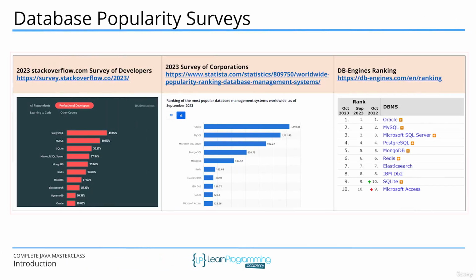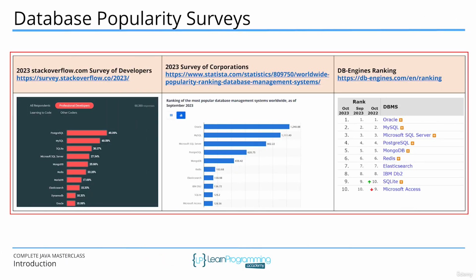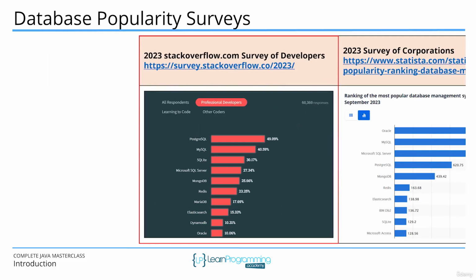On this slide, I'm showing you several surveys of the popularity of marketplace databases. The first is Stack Overflow's annual survey, which solicits feedback from developers on what they use professionally. This survey is limited to respondents, so it could be argued it's skewed towards professionals who are just more likely to take such a survey.